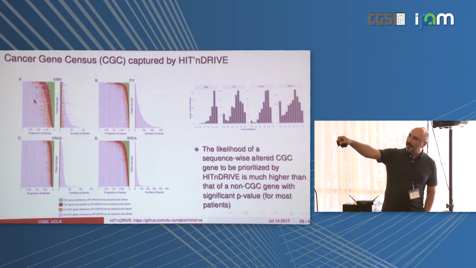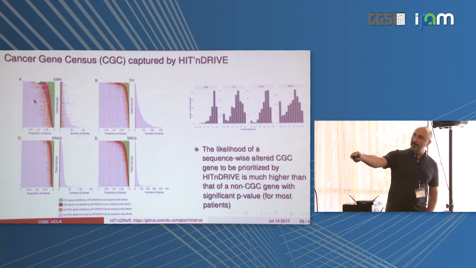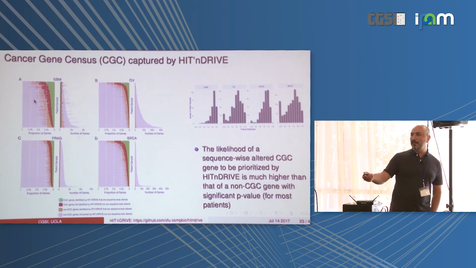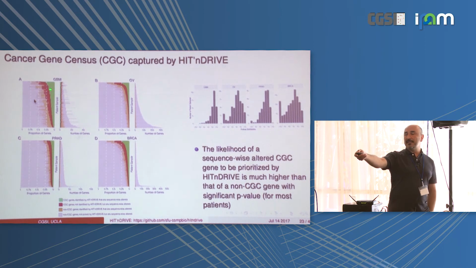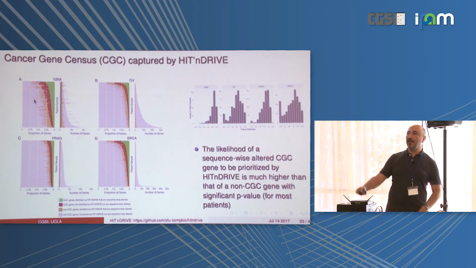And here, each row is a patient. The green genes show the CGC genes, cancer gene census genes, predicted by HIT'nDRIVE. The red ones are the CGC genes that have been altered in that particular patient, but are not picked by HIT'nDRIVE. The orange ones are the genes identified by HIT'nDRIVE which are not in CGC, and the purple ones are not identified by HIT'nDRIVE as a potential driver, although they have been sequence-wise altered.